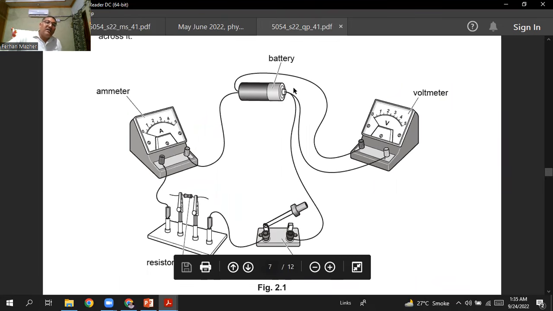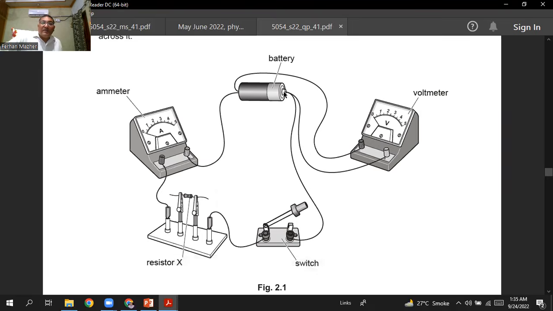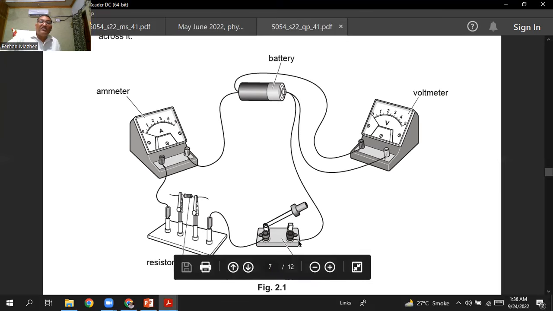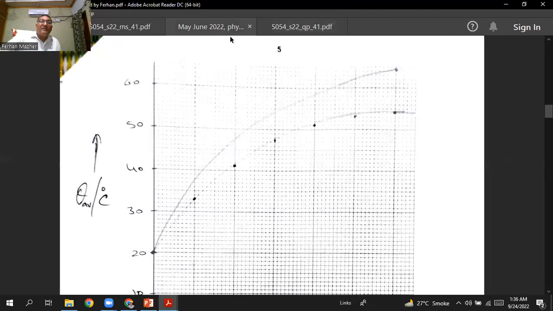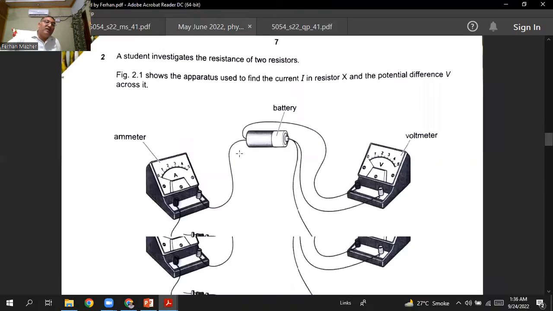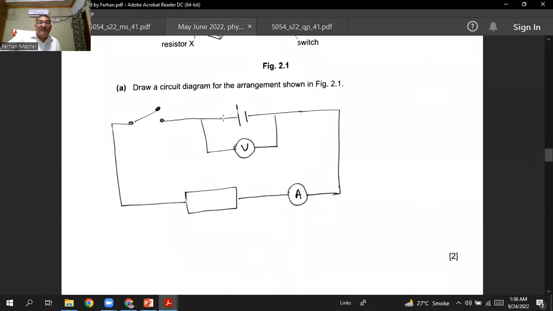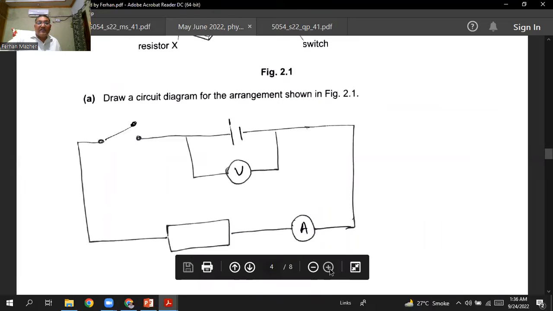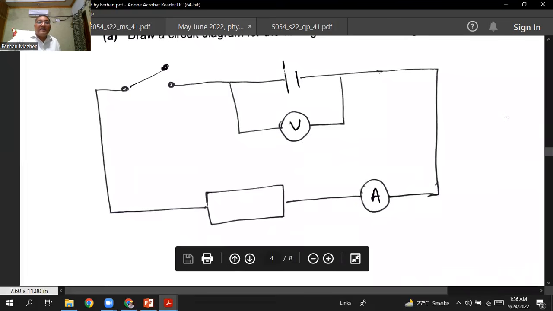So in this arrangement, this is the positive side of the cell, and this voltmeter is connected parallel to the cell. And from the negative, we have a wire coming, then we have an ammeter, then this wire, then this resistor, and then we have this switch, and this is connected with the positive side of the battery. So let me show you what I made. So this is the circuit diagram.